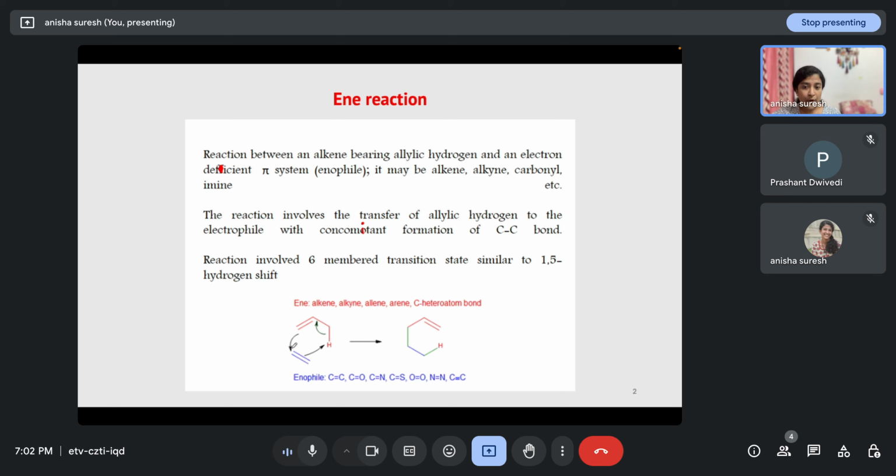This is the ene component and this is the enophile component. Here the enophile can abstract the hydrogen and it will shift like this, resulting in the formation of this final product. The enophile can be C double bond C, C double bond O, C double bond N, C double bond S, O double bond O, N double bond N, or C triple bond C. So this is the ene reaction.